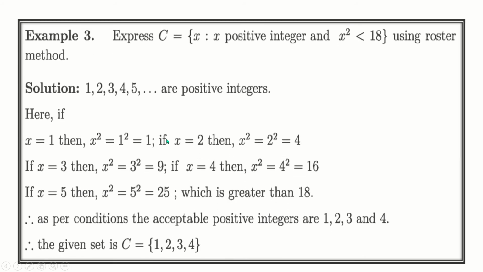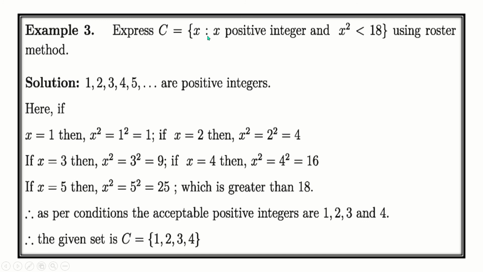Another problem. Express C equal to {x such that x is a positive integer and x square less than 18} using roster method. Roster and tabular method are the same. X positive integer means x is a natural number, because natural number means positive integer. Here 1, 2, 3, 4, 5 and so on are positive integers.